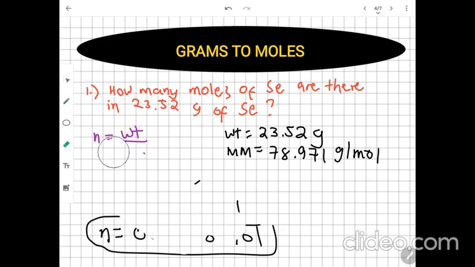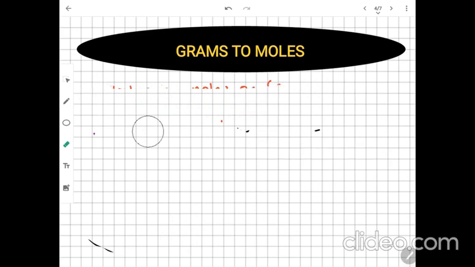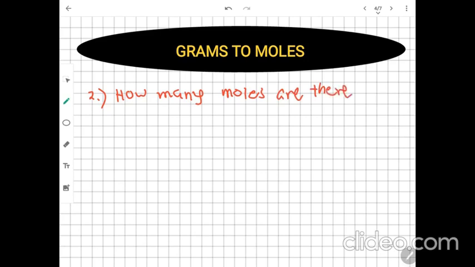Let's have question number 2. How many moles are there in 18.76 grams of magnesium hydroxide, or Mg(OH)2?